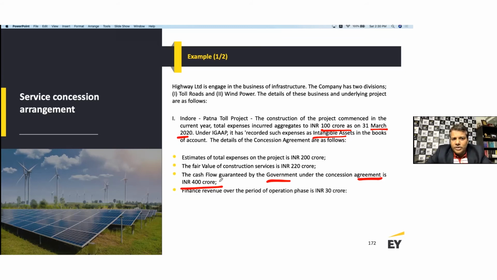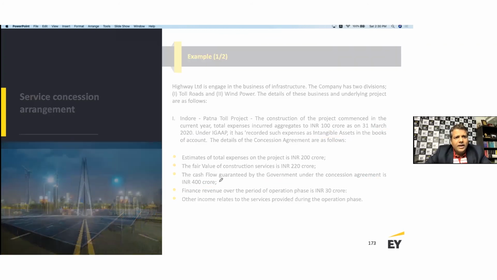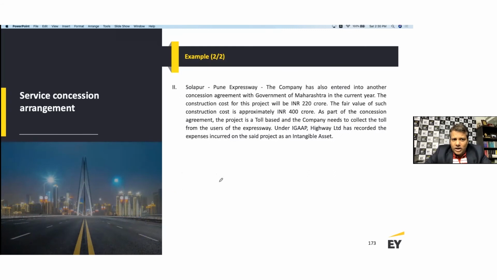Finance revenue over the period of operation phase, which I've already received, is 30 crore. Now, other income relates to the services provided during the operations phase. Now, there's more information. The Solapur-Pune Expressway, right? The company has also entered into another concession agreement with Government of Maharashtra in the current year. The construction cost for that project is 220 crore.